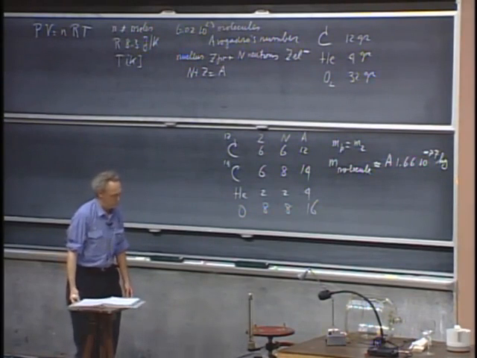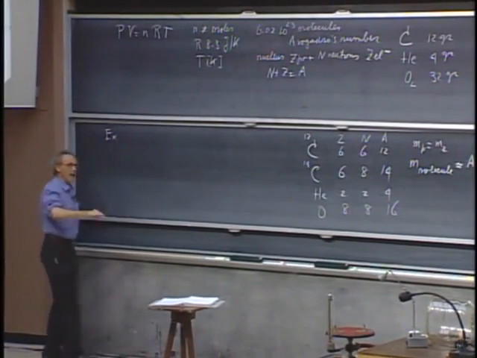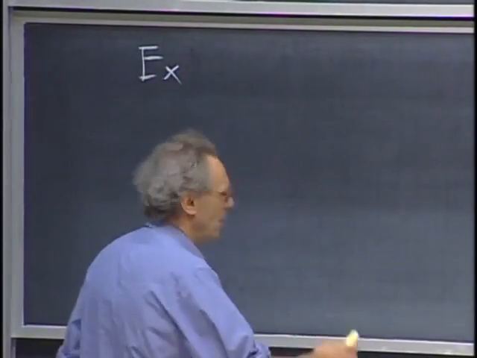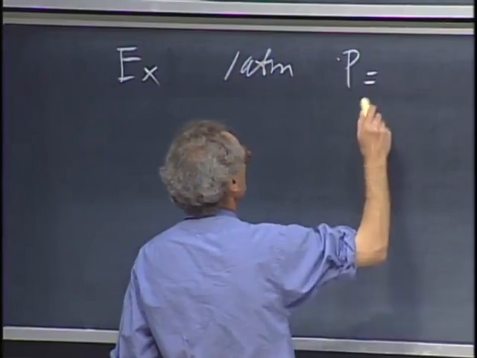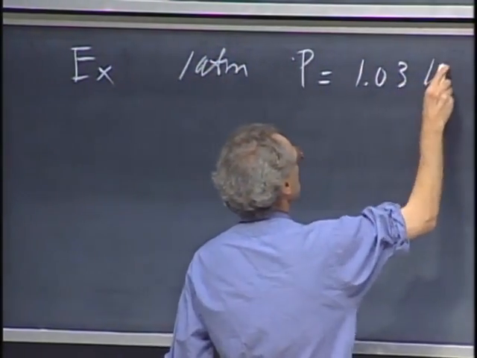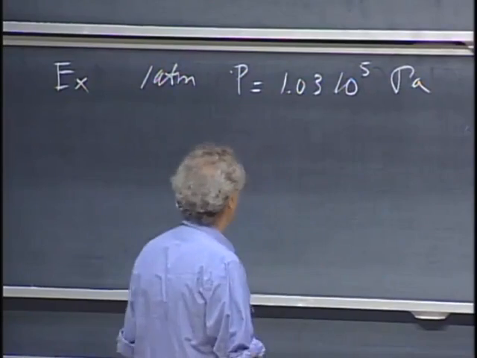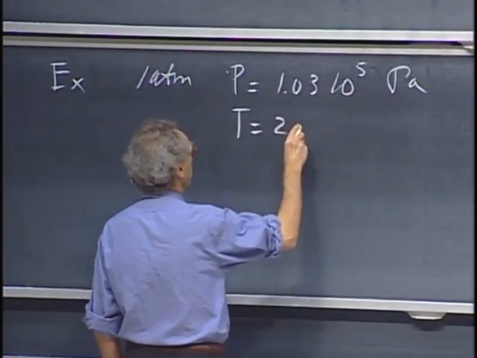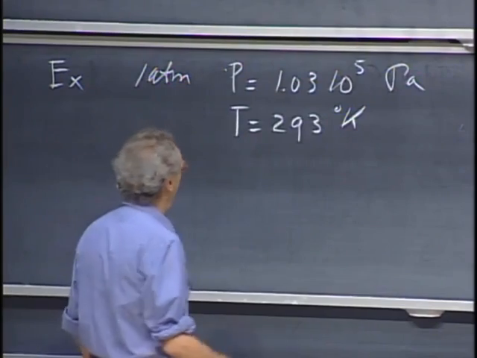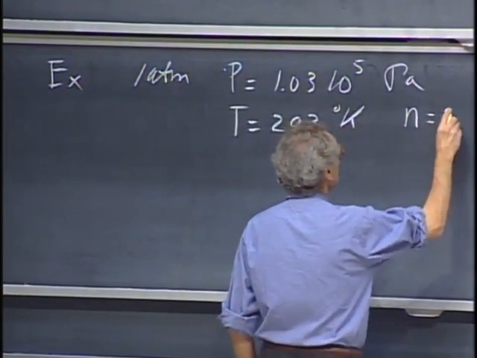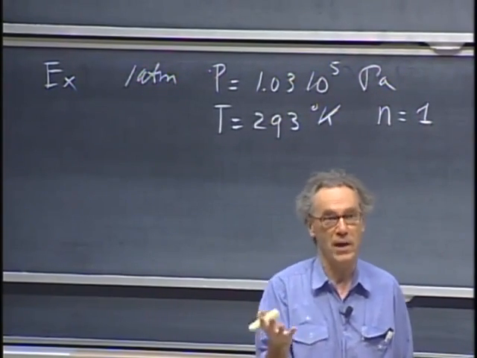So let's do a trivial example. I take gases, any kind of gas, you choose whatever you want, and I take 1 atmosphere. So that means that the pressure is 1.03 times 10 to the 5th Pascal. I do it at room temperature, so T is 293 degrees Kelvin. And I take in all cases only 1 mole, so N is 1. And I'm asking you now, what will be the volume of that gas?